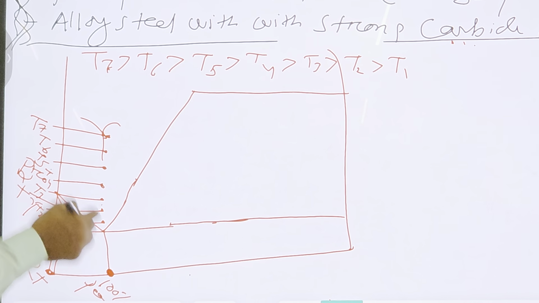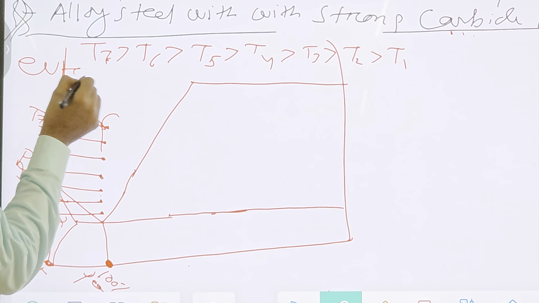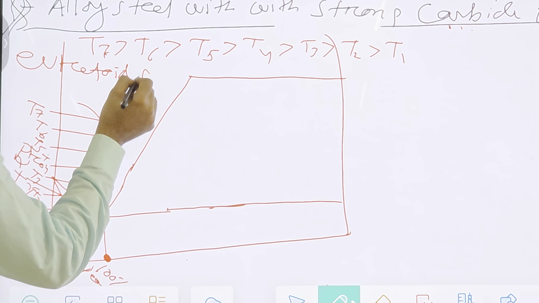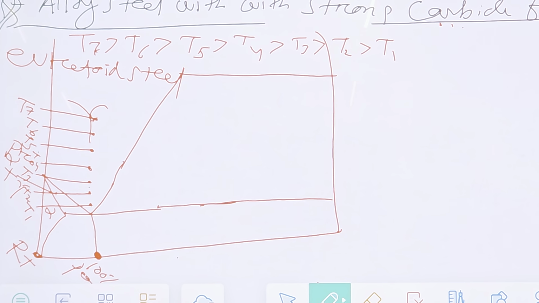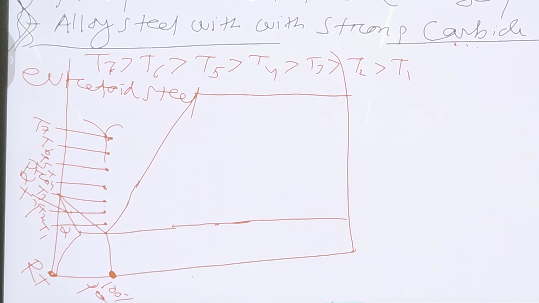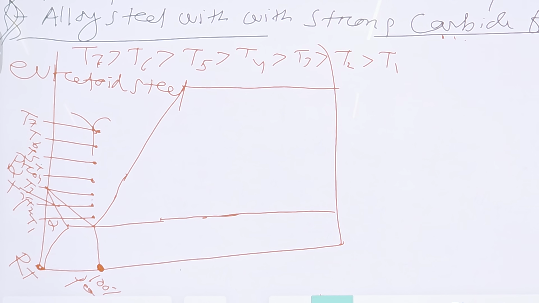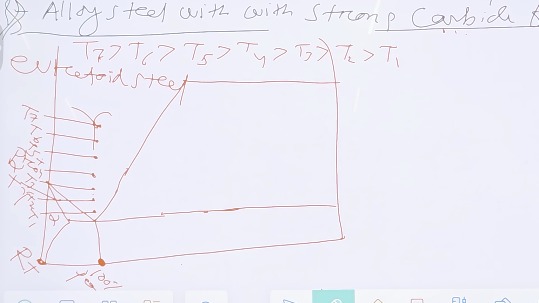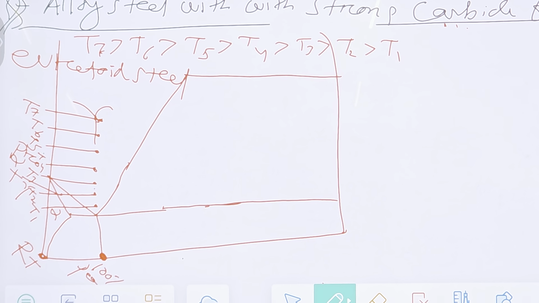And steel is which steel? I have considered eutectoid steel, but to do austenitizing I have chosen many temperatures. T1 is very less, T7 is maximum. You can see.